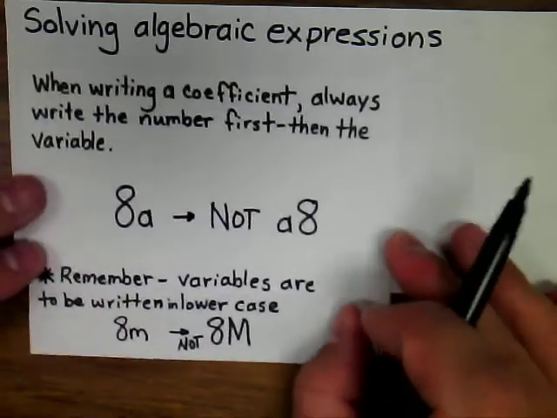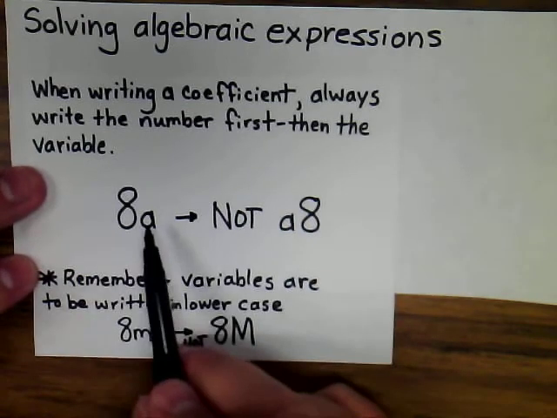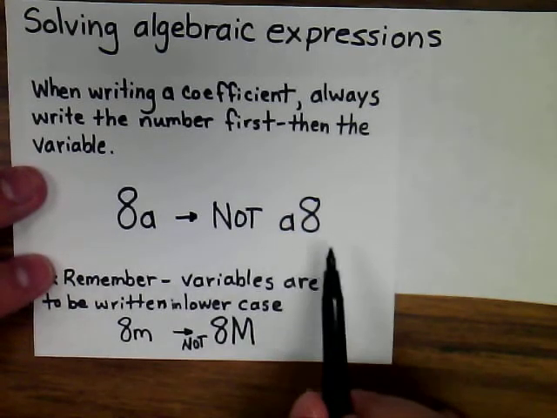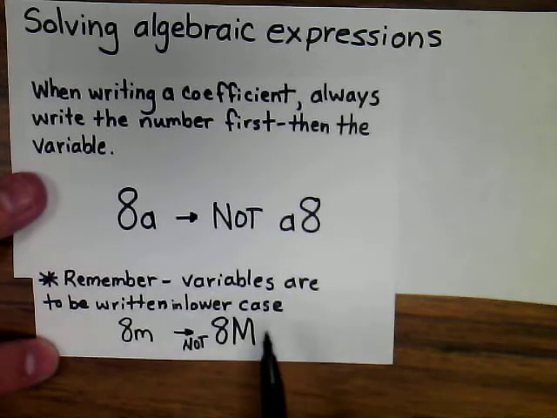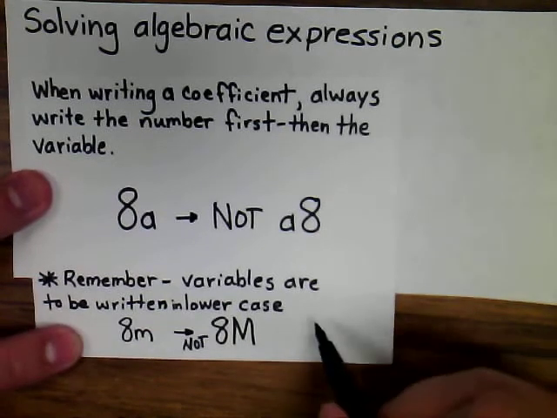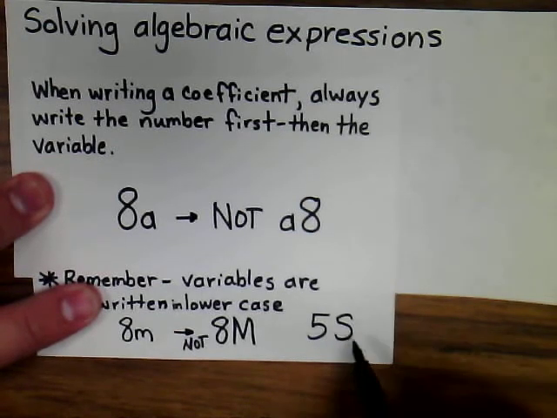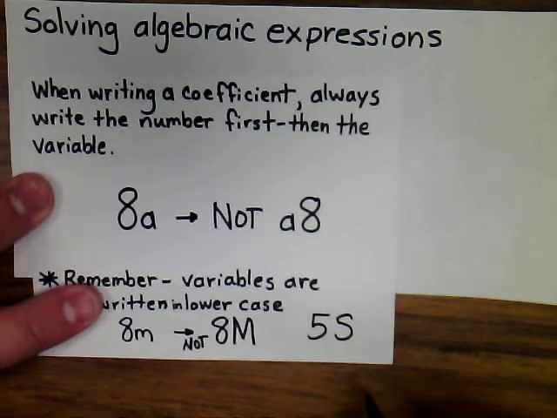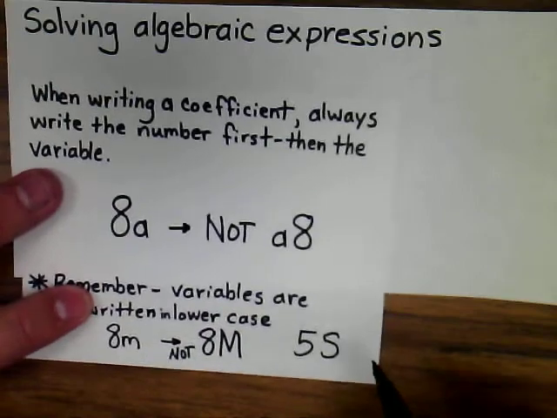It's important when writing a coefficient that you always write the number first, then the variable. So 8a is good, but not a8. That would not work. And remember, variables are to be written in lowercase always. So 8m is correct, not 8 with a capital M. That's especially important when dealing with the number 5 and the variable s. If you made that uppercase, that sure looks like 55 to me. So be very aware, lowercase variables only, and the number always comes first.